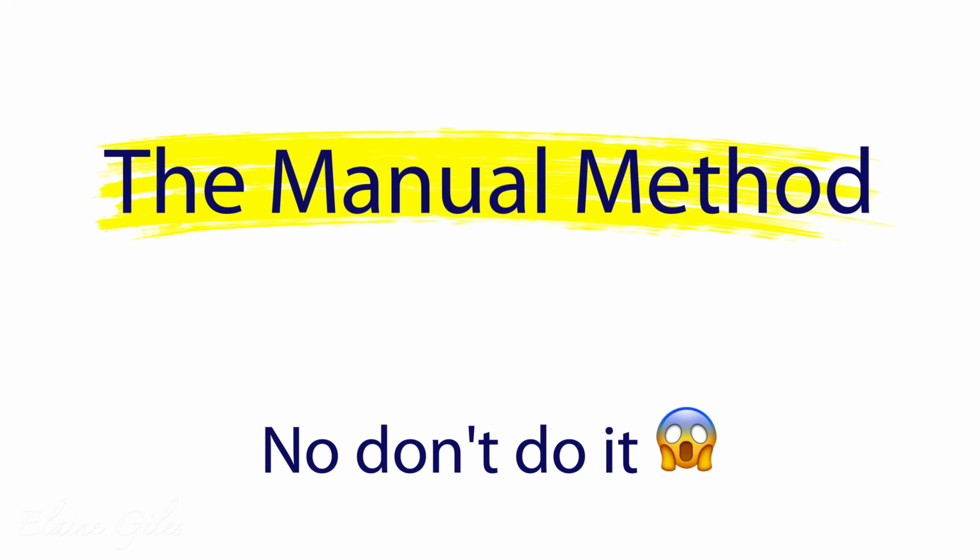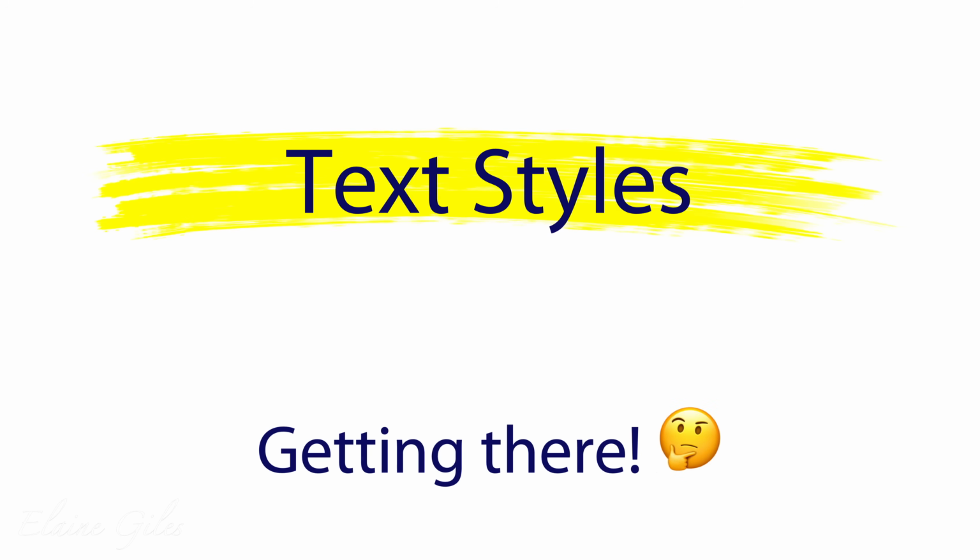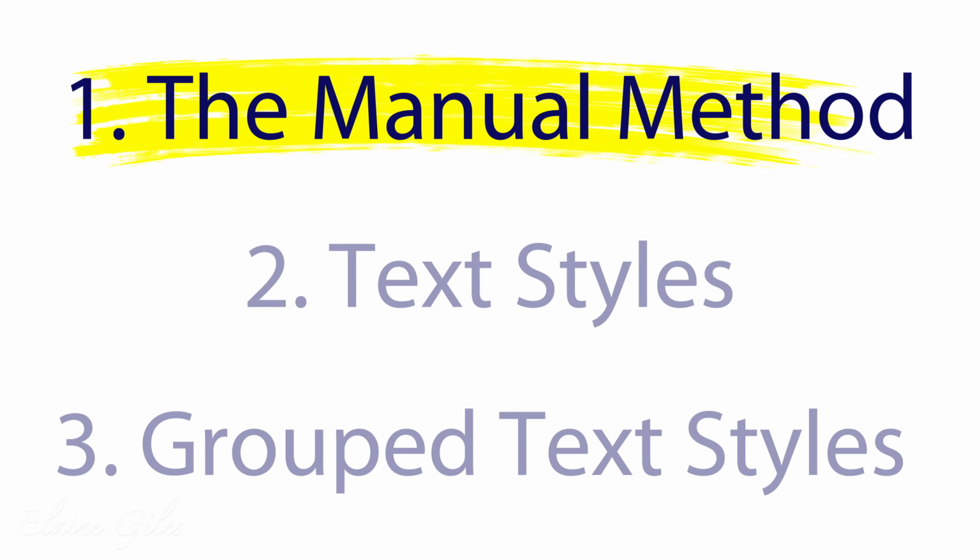First, there's the manual method. No, don't do it. Then, there's the text styles method, a big improvement over the manual way. Finally, there's the grouped text styles method, which is positively perfect. Seriously, the manual method is only to be considered when you have no more than 2 seconds to get the formatting done, and you swear you'll fix it later.